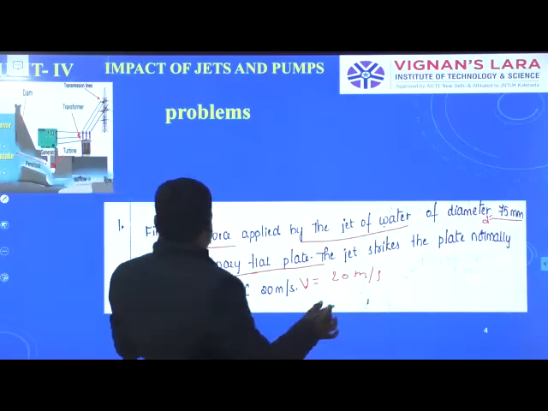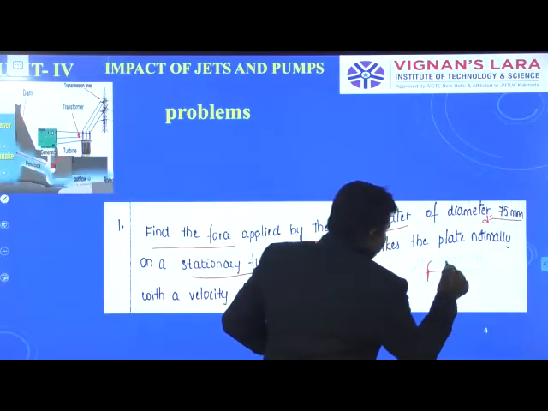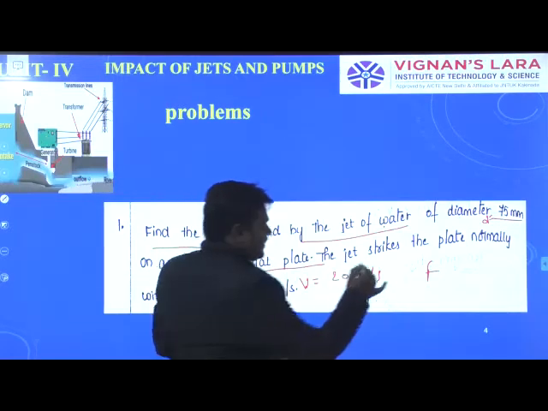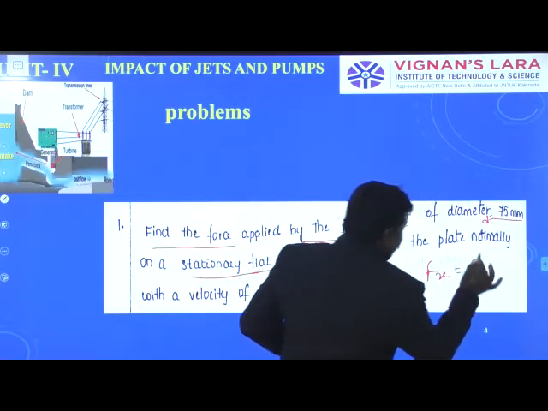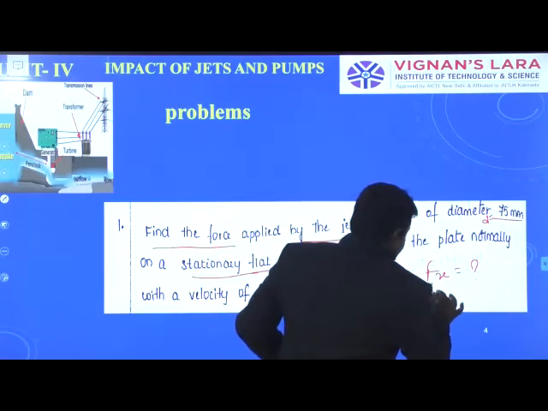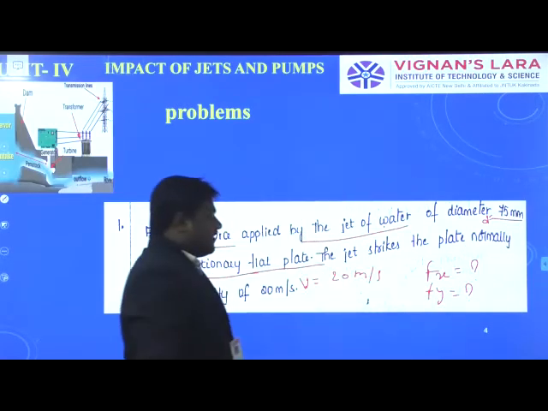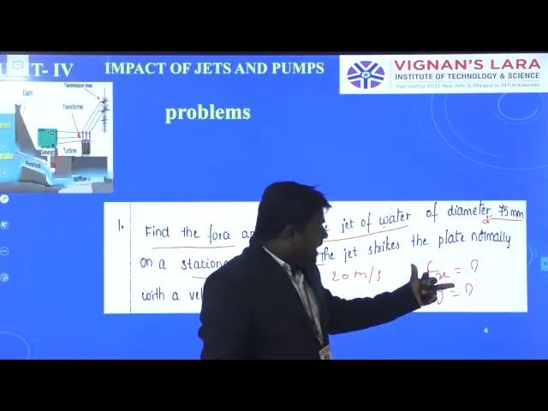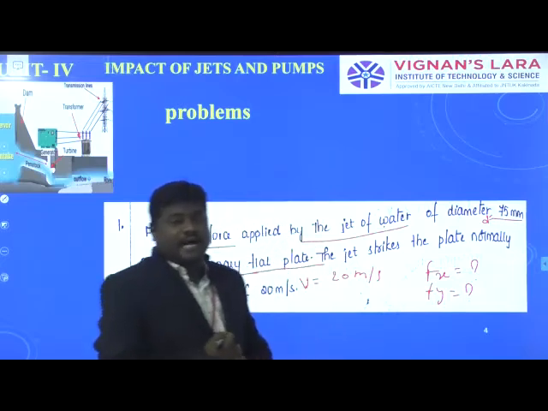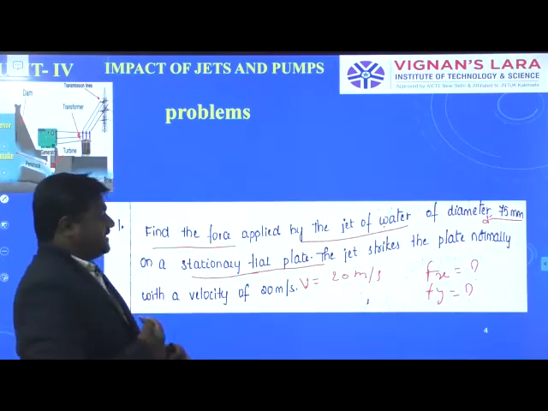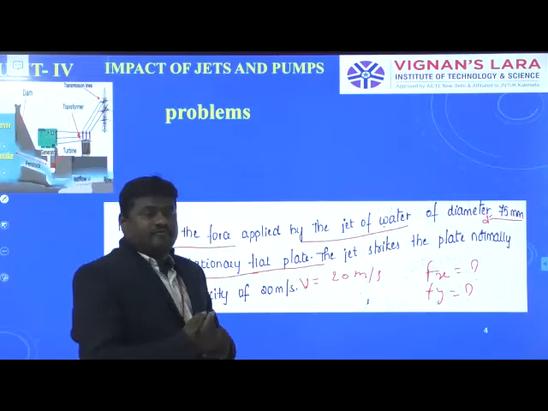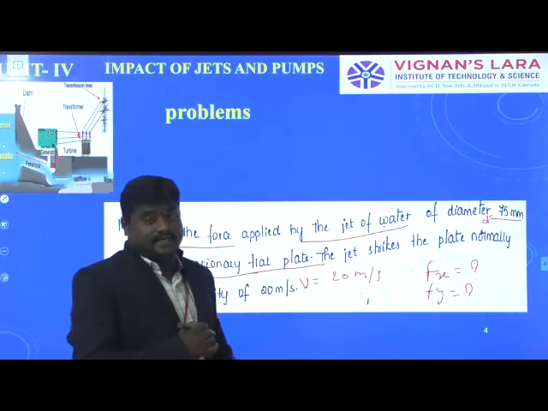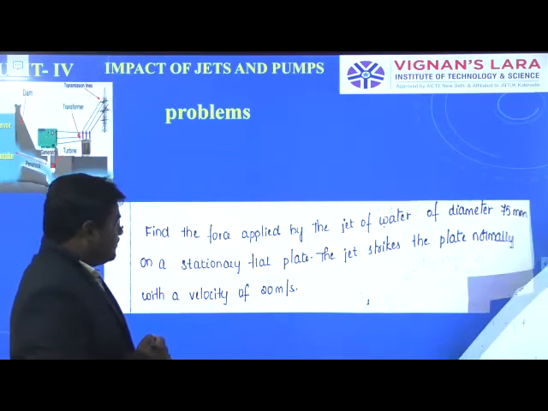We have to find the forces applied, which means in the x direction as well as the y direction. So here we have to find Fx and Fy. First the given data: the diameter d equal to 75 mm, as well as the velocity, which is 20 meter per second. See the problem.